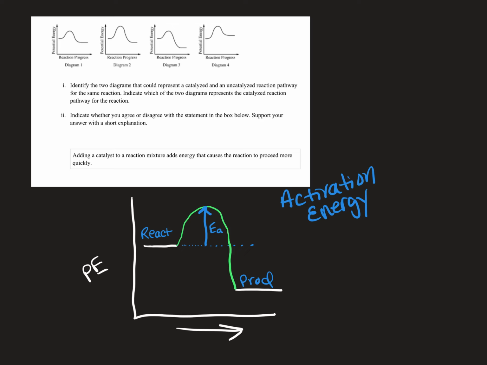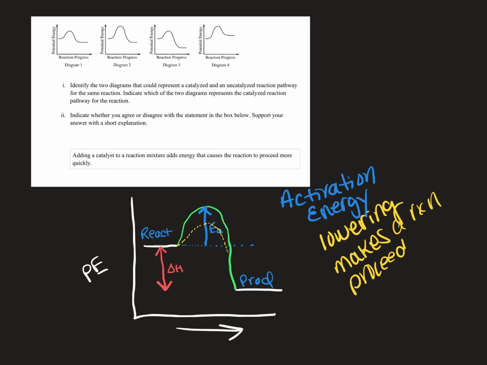So if I added a catalyst to it, it wouldn't change the difference in energy between my reactants and products. We actually call that delta H. Instead, the catalyst would lower the activation energy. And by lowering the activation energy, a catalyst is going to make a reaction go faster. And that's really helpful, especially when you have some reactions that could be very, very slow.